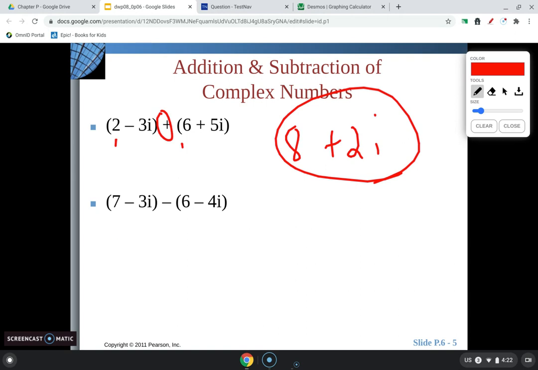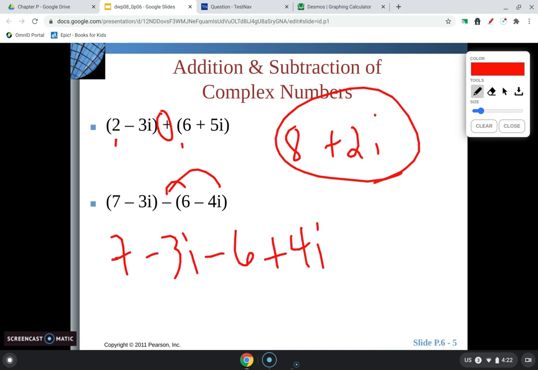When you subtract, make sure, so we're going to take 7 minus 3i. You got to make sure you run that negative sign through to both of those because you are subtracting. And then 7 minus 6 is 1. Negative 3i plus 4i is 1i. So 1 plus 1i. So make sure you don't multiply here when it's asking you to add or subtract. All right.